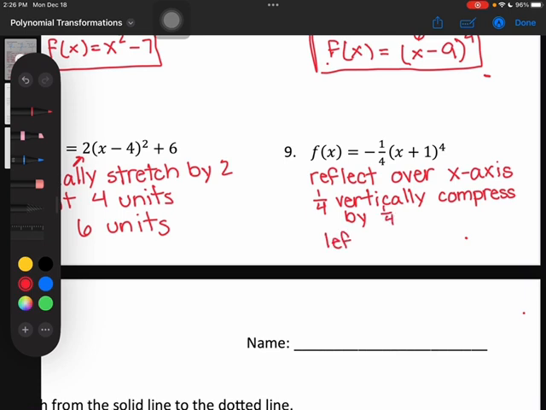And then I move it left 1 unit. So that is how we look at transformations, or look at an equation and identify the transformations that occur.